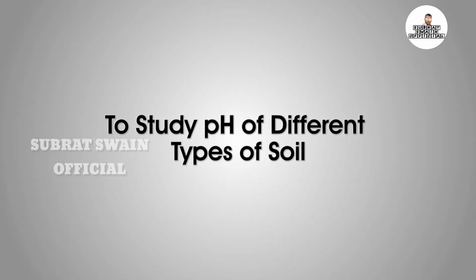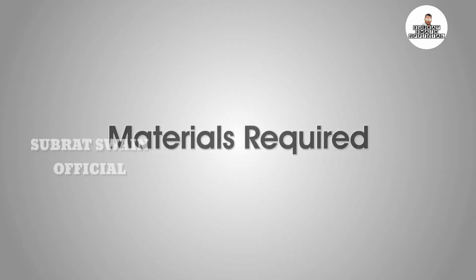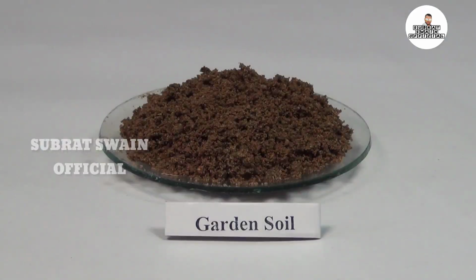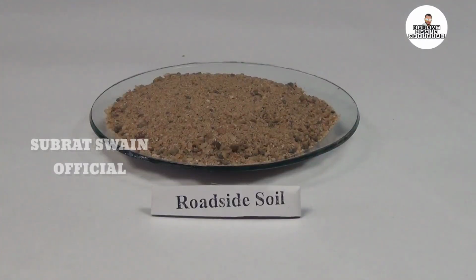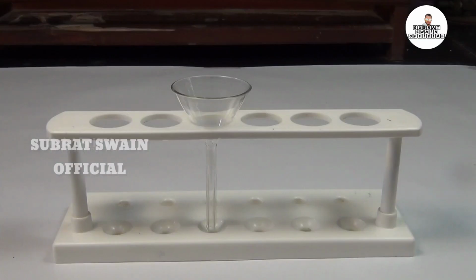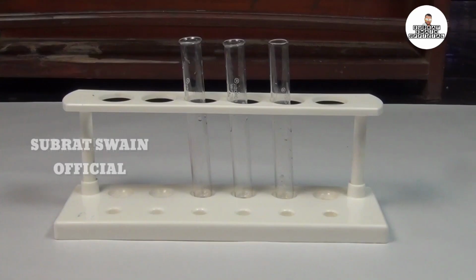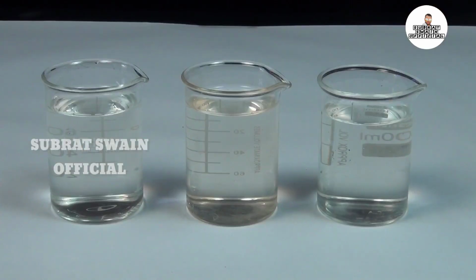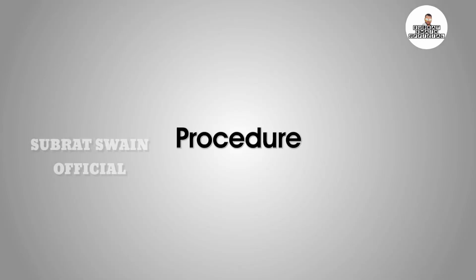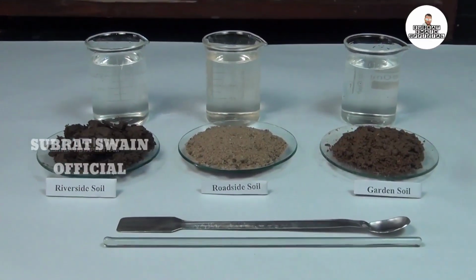To study pH of different types of soil. Materials required: garden soil, roadside soil, riverside soil, filter paper, funnel, spatula, glass rod, test tubes and a beaker containing water. Procedure: let's first prepare the soil solution.